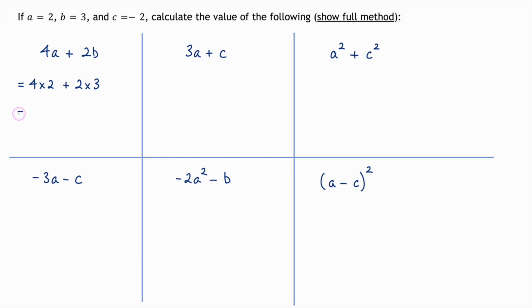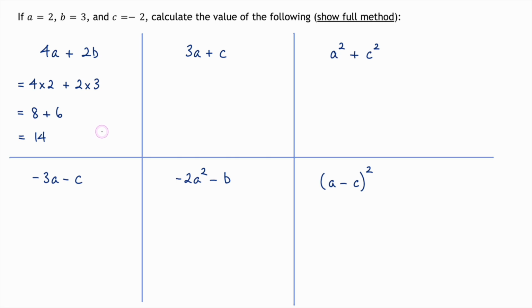Now we can start to perform any calculations. So 4 multiplied by 2 is 8, plus 2 multiplied by 3 is 6, and then 8 plus 6 is 14. So the final answer is 14.